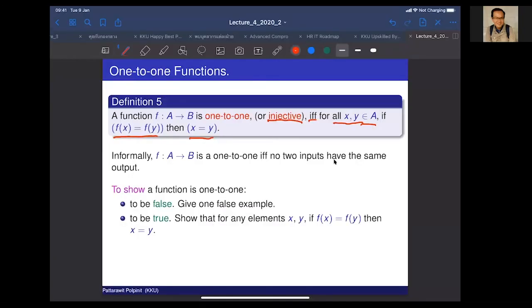You have to be able to show that for every function that's going to be 1-to-1, for every member of set A, if f(x) is equal to f(y), then x is equal to y. Basically saying this.